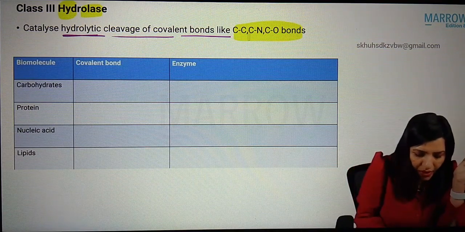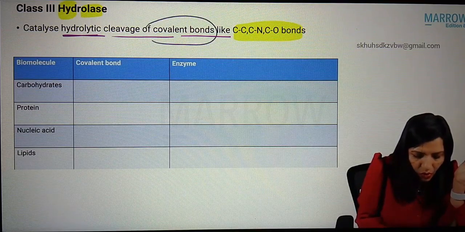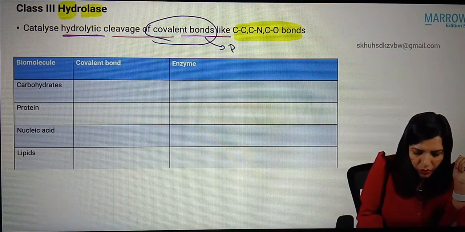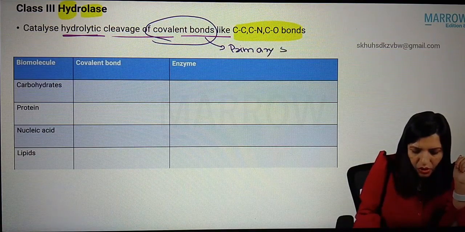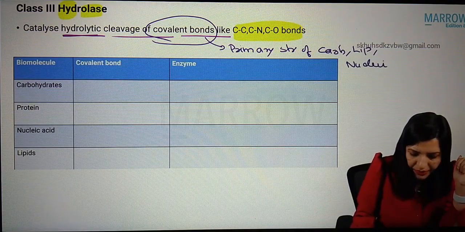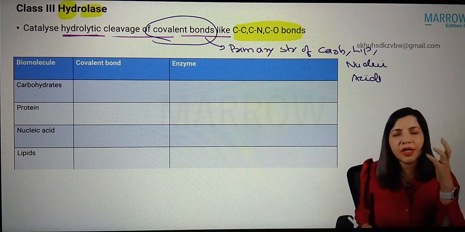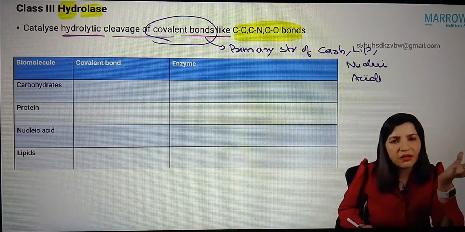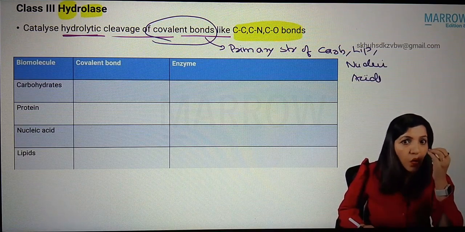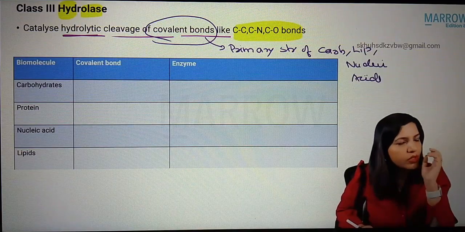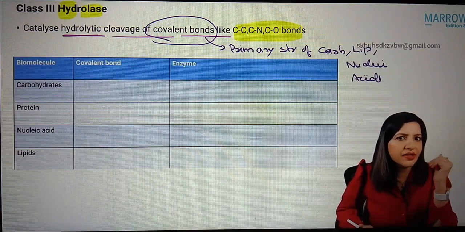Okay, fine. Now, what are they cutting? They are cutting some covalent bonds. Where do we find the covalent bonds? Covalent bonds are usually found in the primary structure of carbohydrates, lipids, nucleic acids, etc. So these are all complex biomolecules. We know that. So these biomolecules have these covalent bonds. Now, whenever we want to break this covalent bond, and if a water molecule is involved in this breaking, we call these enzymes hydrolase.